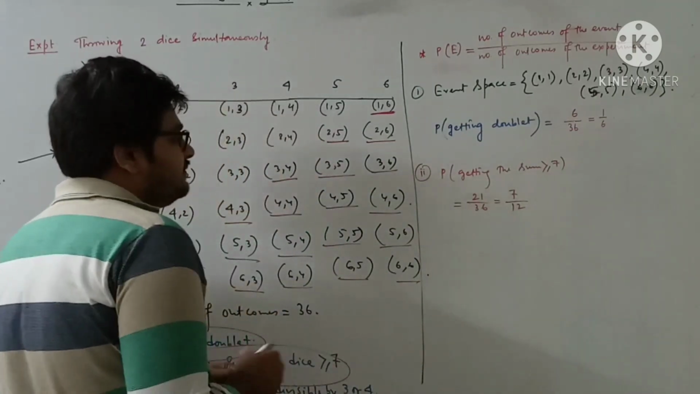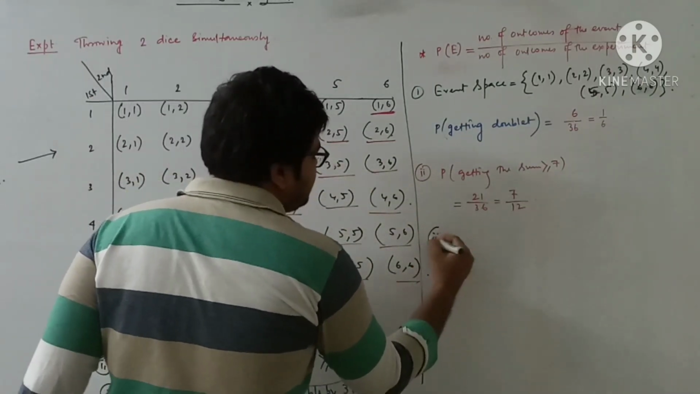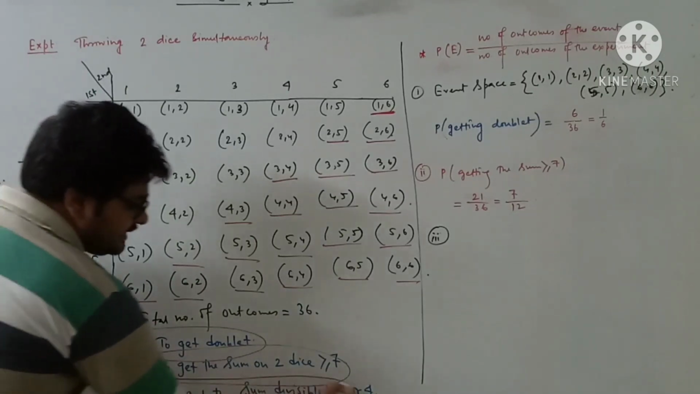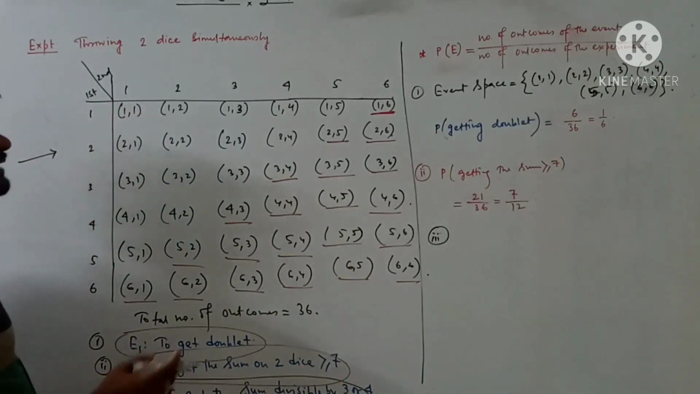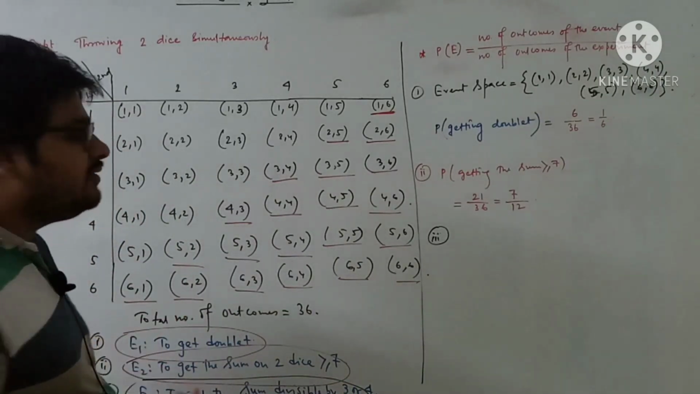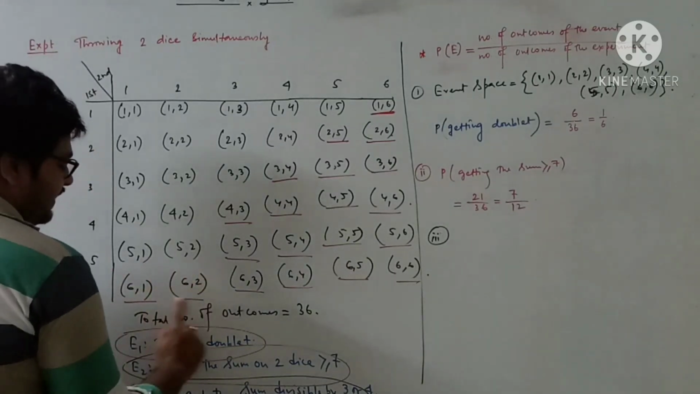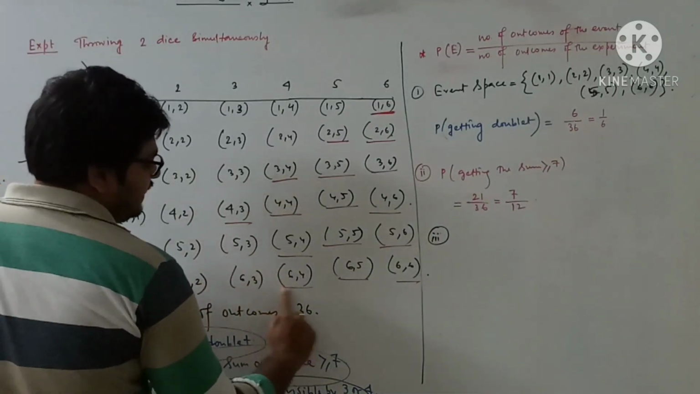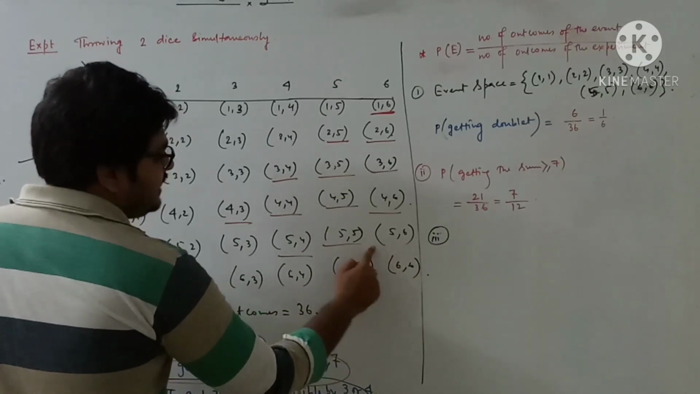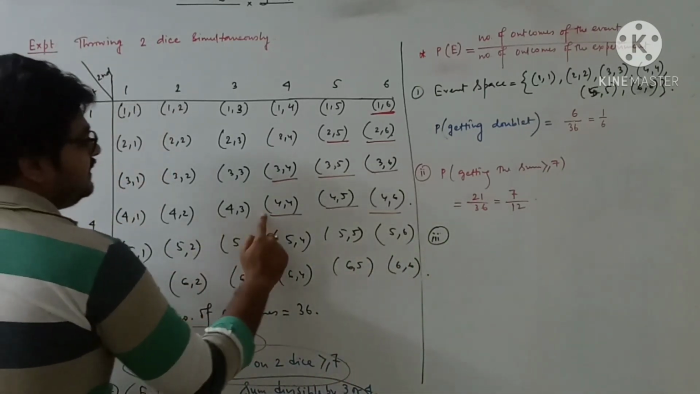Now the third one. What has been given? To get the sum divisible by 3 or 4. So either it is divisible by 3 or it is divisible by 4. So let's see which one can be taken. At the time of the exam, use a pencil to underline this, and after that you just rub it using the eraser.